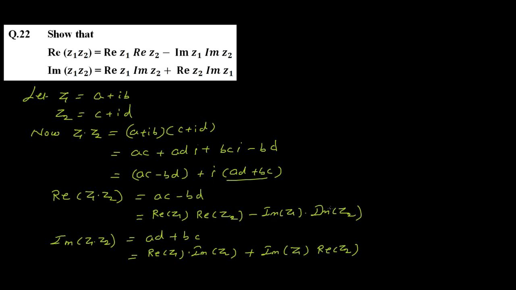Okay, so this is about our question number 22. It's a very simple question. This concept we have already discussed in the class, if you remember, those who have attended my classes. In the properties of complex numbers, in the multiplication of complex numbers part, we have already done these things. Let's go to question number 23.